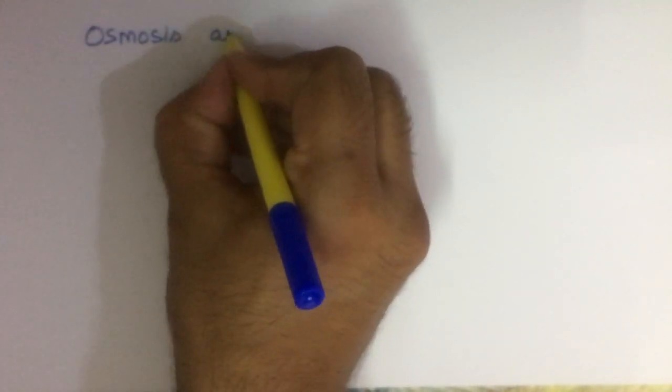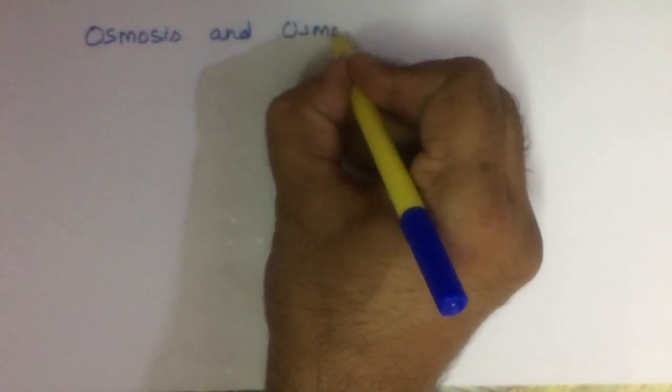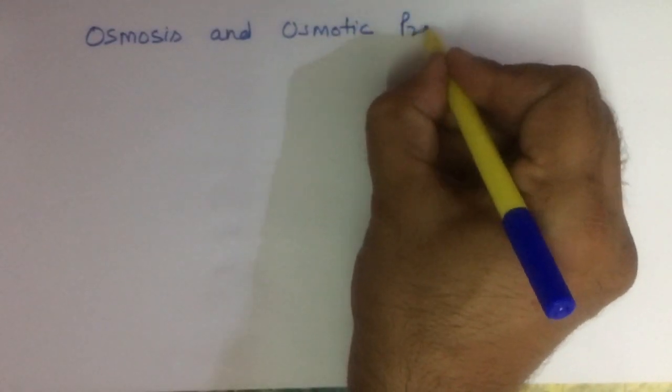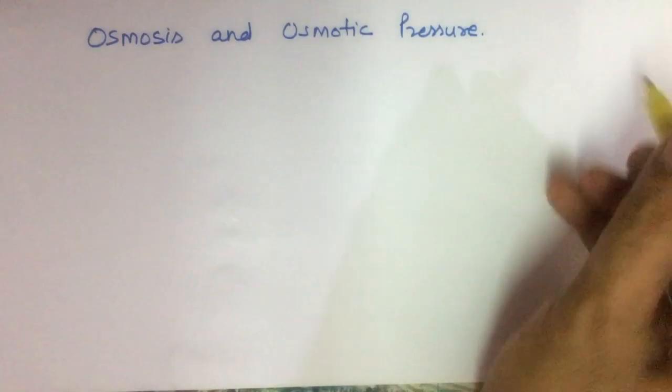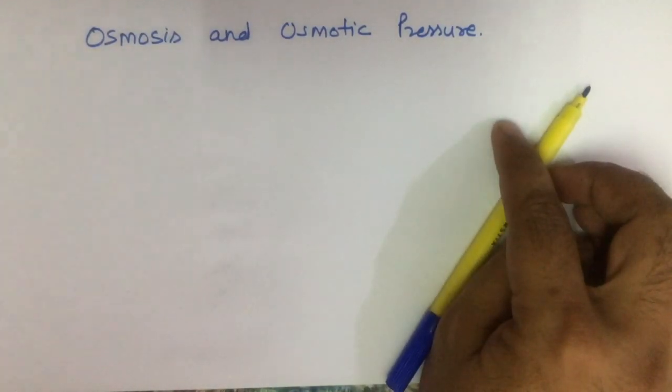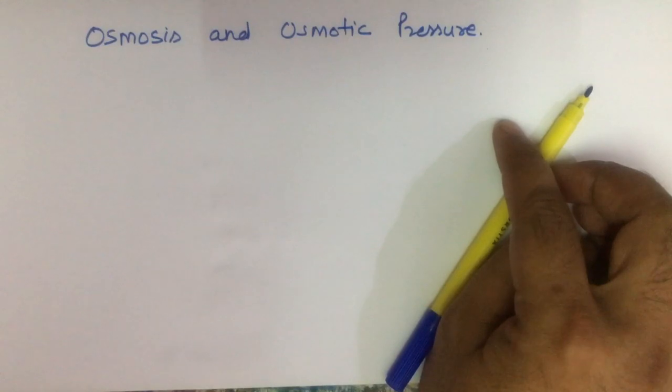Hello students, in the previous video we discussed the depression in freezing point. Today we will discuss the next and last colligative property, that is osmotic pressure. So today our topic of discussion is osmosis and osmotic pressure. Osmotic pressure is a colligative property. Before we discuss osmotic pressure, let us study what osmosis is.